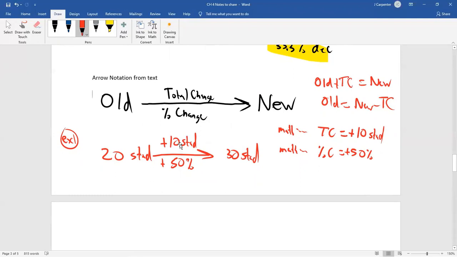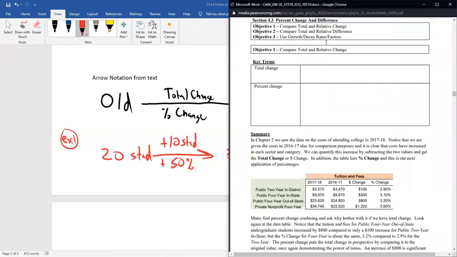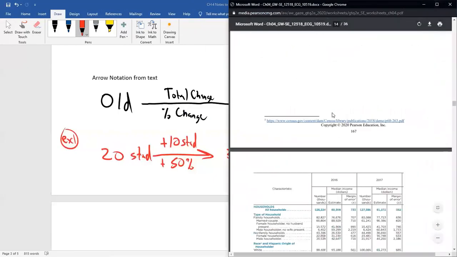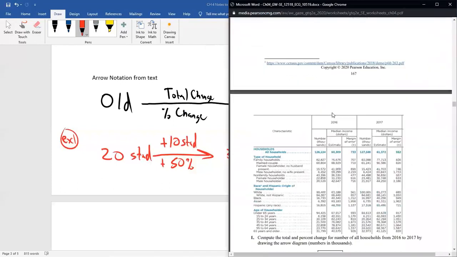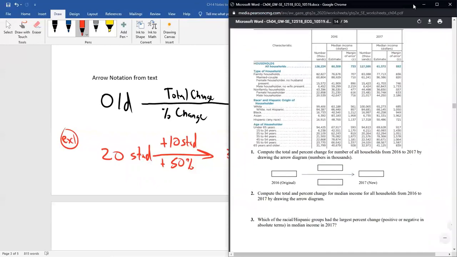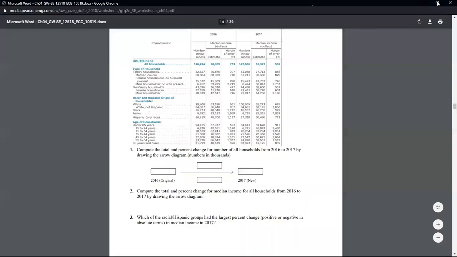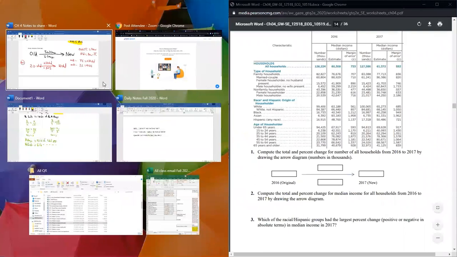Let's see. I think we have just enough time to do the example on page 167, 168, and then we'll call it a day. 167, 168, 24, 28. Here we go. I'm going to do all, no, I'm not. I don't like it that way.